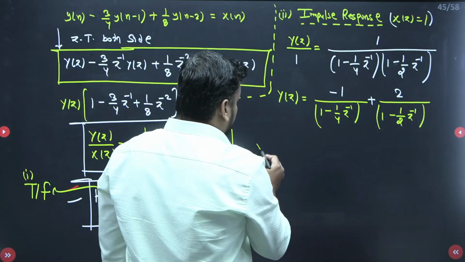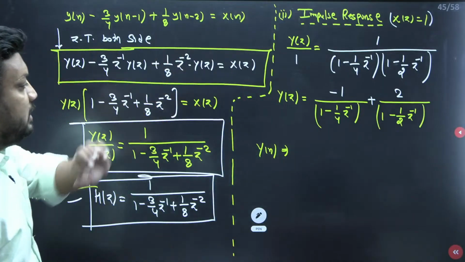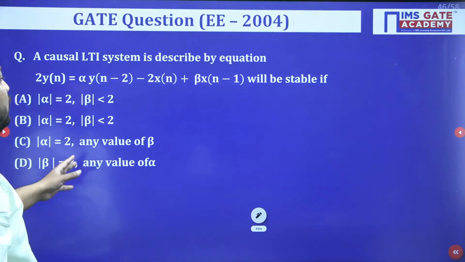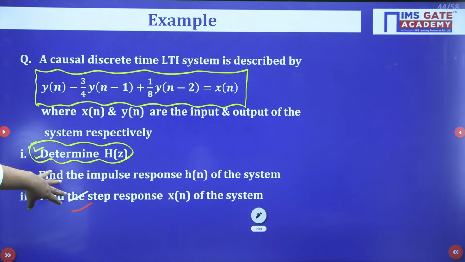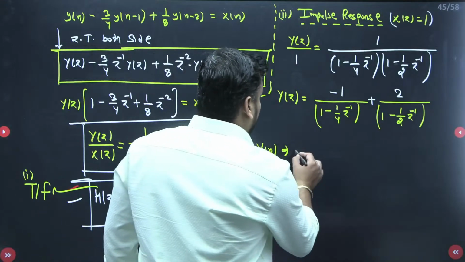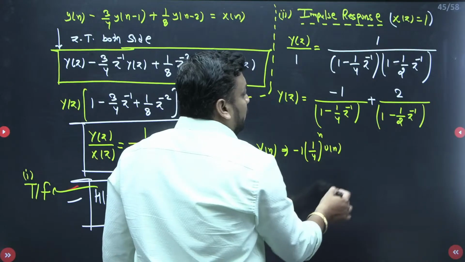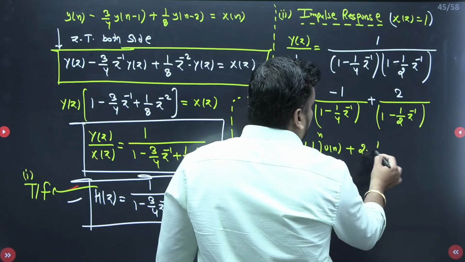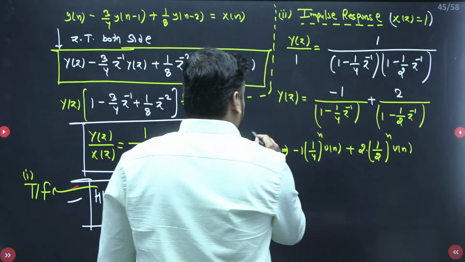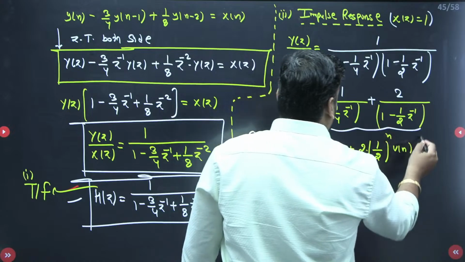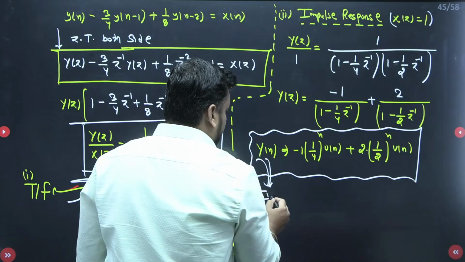Now we have to find the impulse response. If nothing is given, then by default we have to take a causal, right-sided sequence. So here I am taking h(n), nothing is given, so by default right-hand side. So I am taking (1/4)^n u(n), and here also I am taking 2 times (1/2)^n u(n). So this is nothing but my y(n), and this y(n) is actually the impulse response.